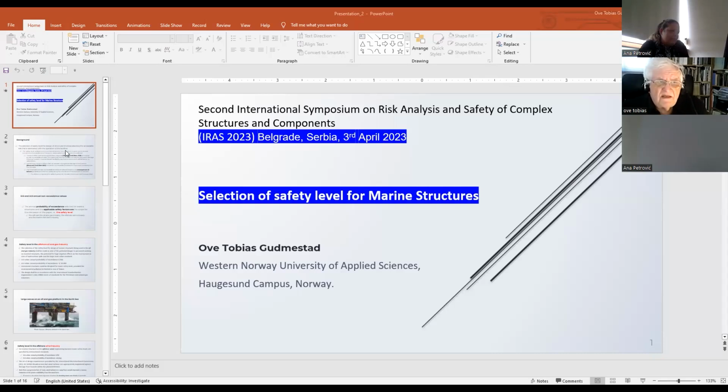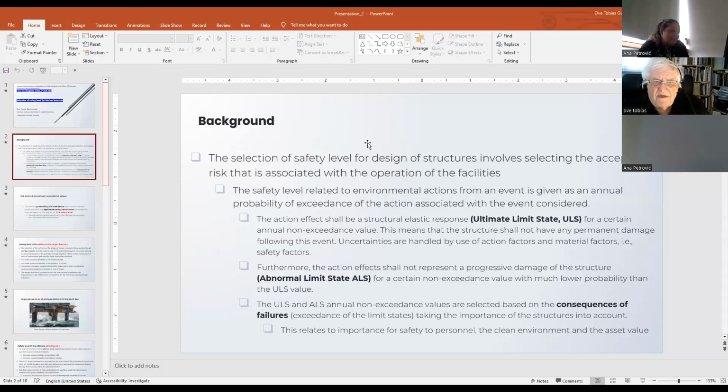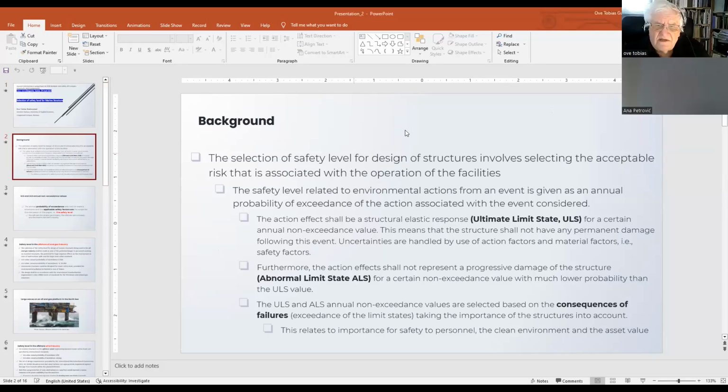Okay? Let's first state the background. The background is that the safety level is determined by a selection of action, and for certain actions or loads, we define two limit states. It's the ultimate limit state, where we shall have no damage to any structure, with a reference 100-year wave loading. And we have the abnormal limit state, where we shall have no collapse of the structure, with reference to a very long period of 10,000-year criteria or whatever is listed.